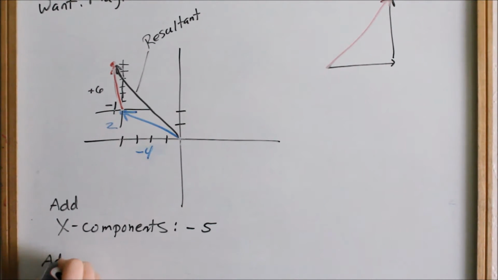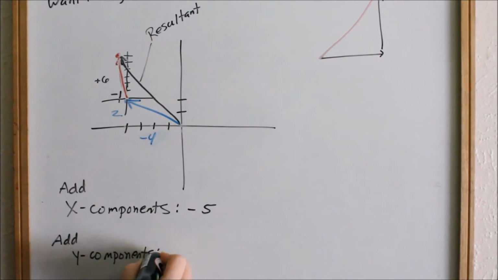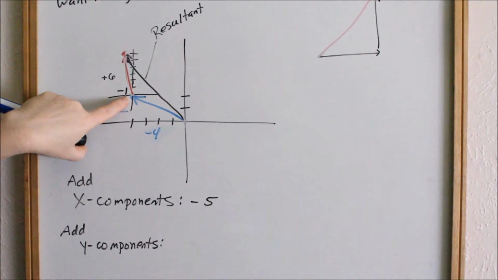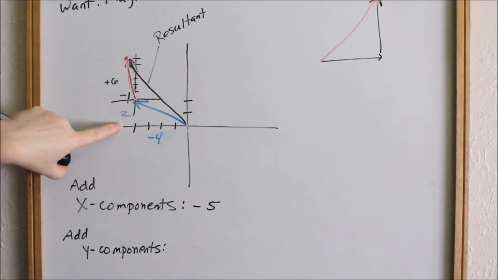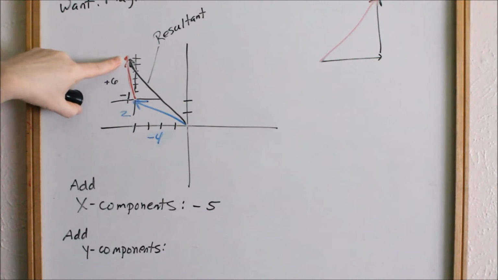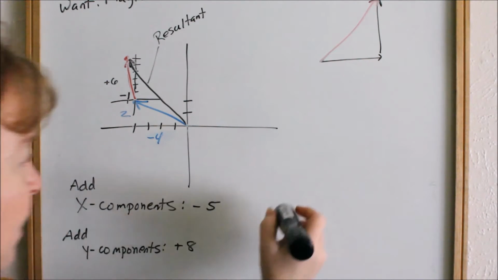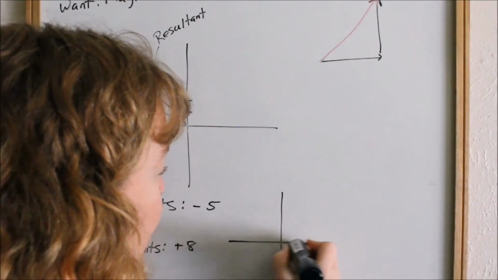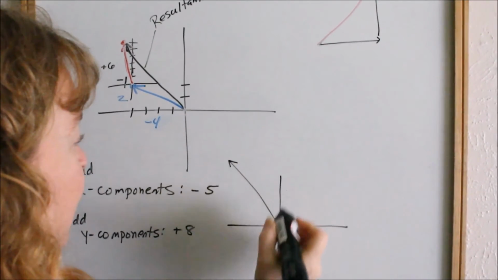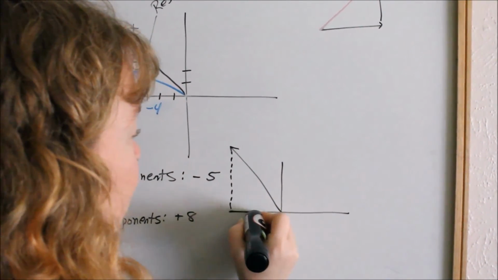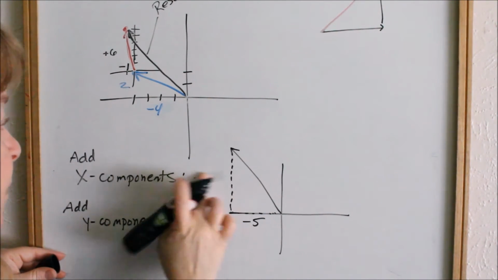If I add my y components, I went up +2 for the blue vector, and then I went up +6 for the red vector. So adding those components, up +2 and up +6, means I went up +8. So if I redrew my resultant, it would look like this. Here's my triangle. I went over in the -5 direction, that's what that's telling me right there.